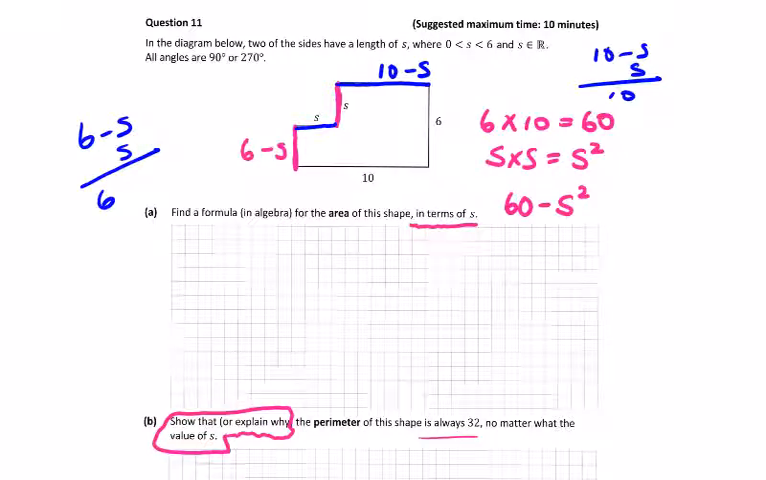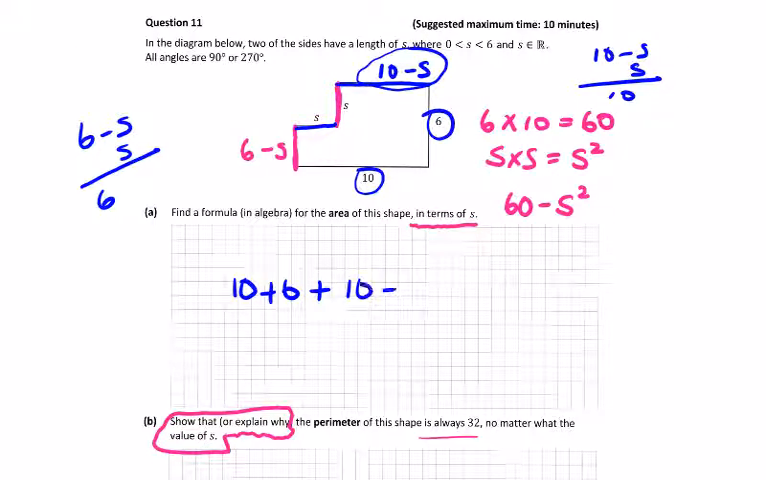So it doesn't matter what the value of s is. These lengths will always be 10 minus s. So let's look at the perimeter. 10 plus 6 plus the 10 minus s that's here, plus this s plus this s. You can see what's going to happen with the s's. Plus this one is the perimeter of the shape.